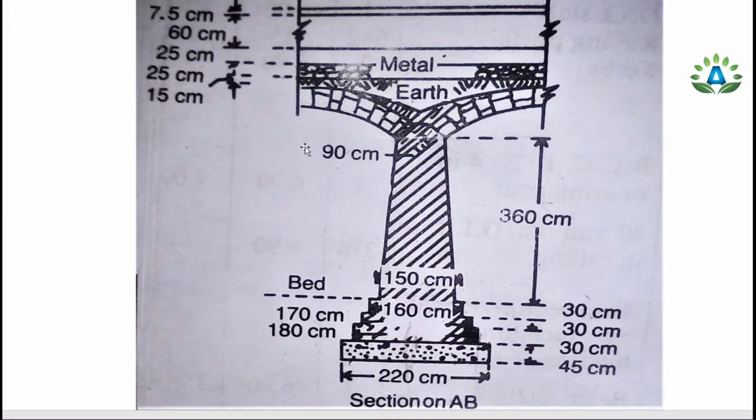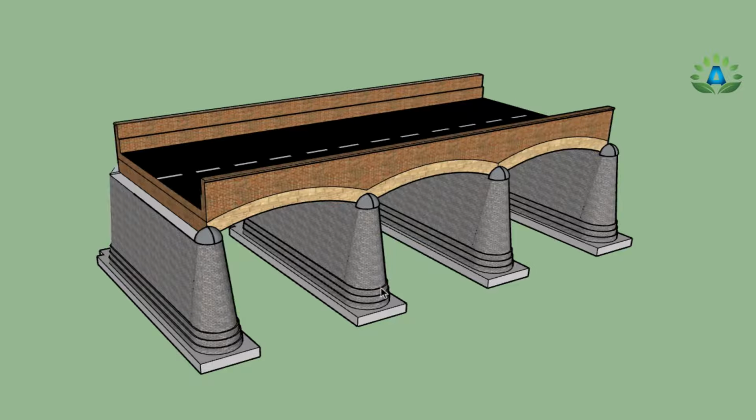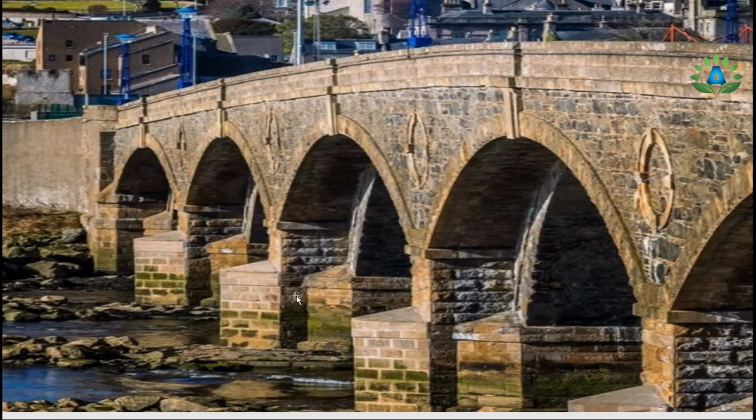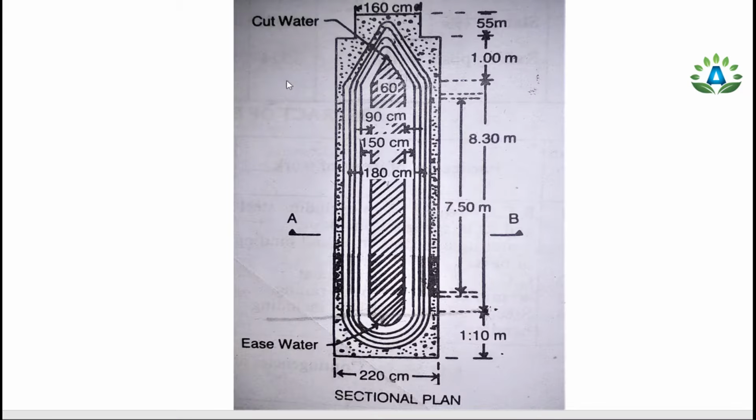So firstly, let's understand what is a pier. Pier is this vertical load-bearing member for transferring the load from the superstructure up to the foundation level. And we have to do the estimation of the pier having the arch culvert. That means these are the piers and this is the arch culvert. So this is the top view of this pier.